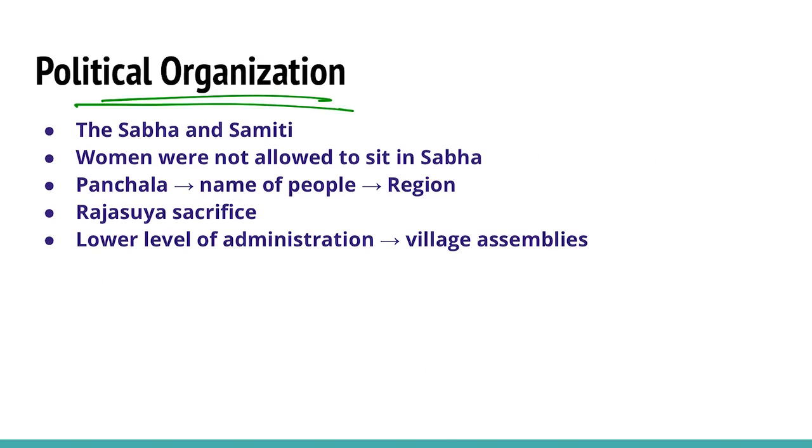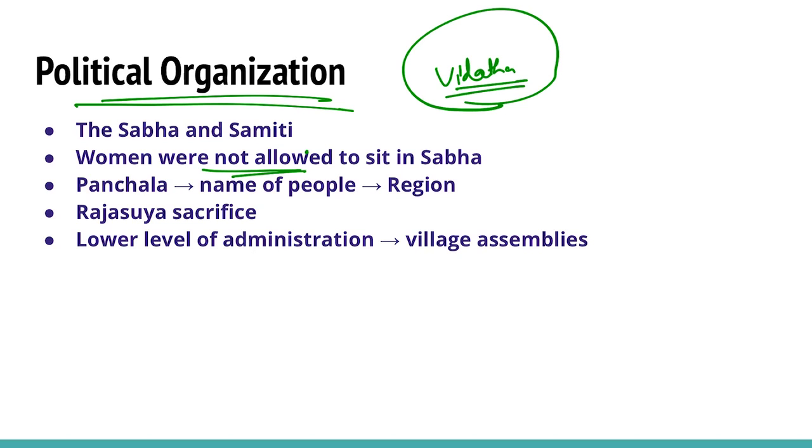Political organization. In the later Vedic times, popular assemblies lost importance and royal powers increased at their cost. The Vidatha completely disappeared. The Sabha and Samiti continued to hold the ground, but their character changed. They came to be dominated by princes and rich nobles, and women were not allowed to sit in the Sabha. This Sabha was dominated by nobles and brahmanas.